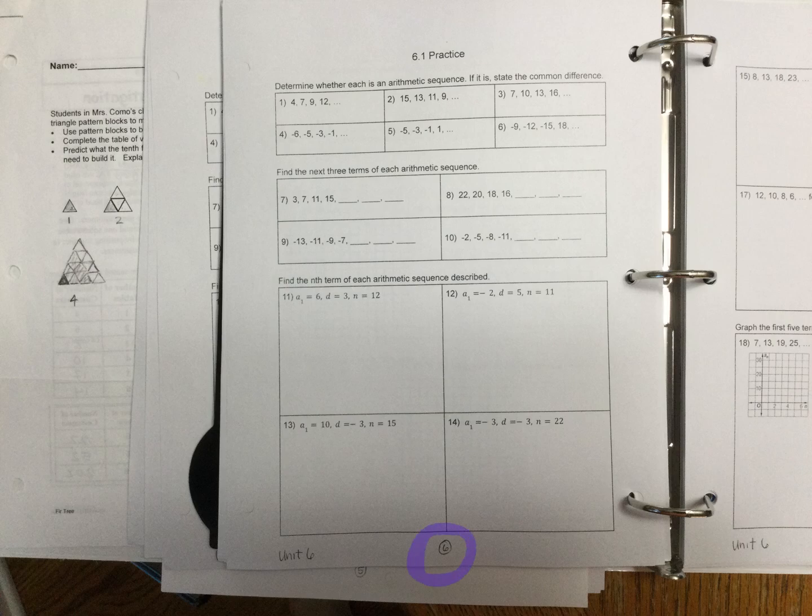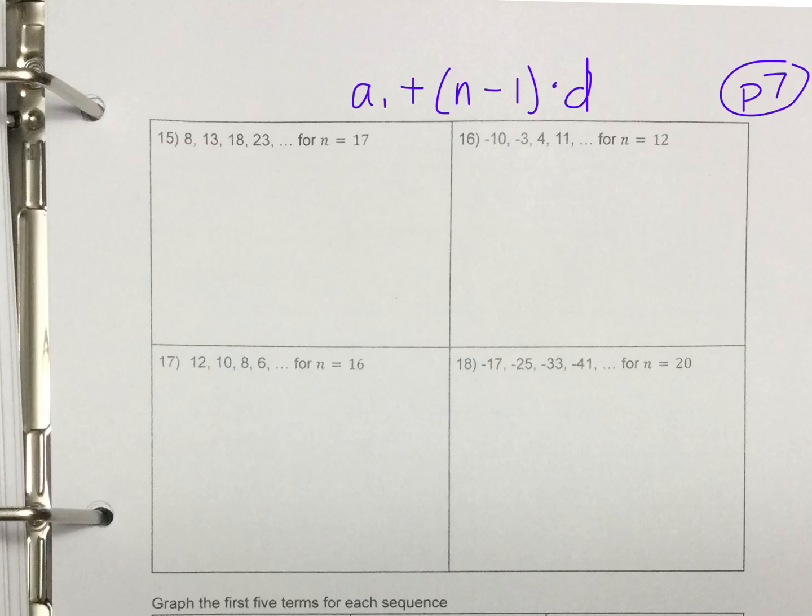All right, this is page 6. You should have finished this in class. If it is not complete, go ahead and finish it and then turn over to page 7. Okay, this is page 7, and I wrote the formula we're going to use at the top of the page.